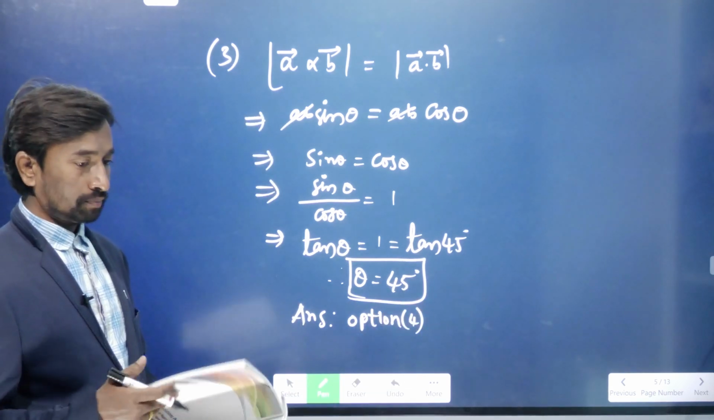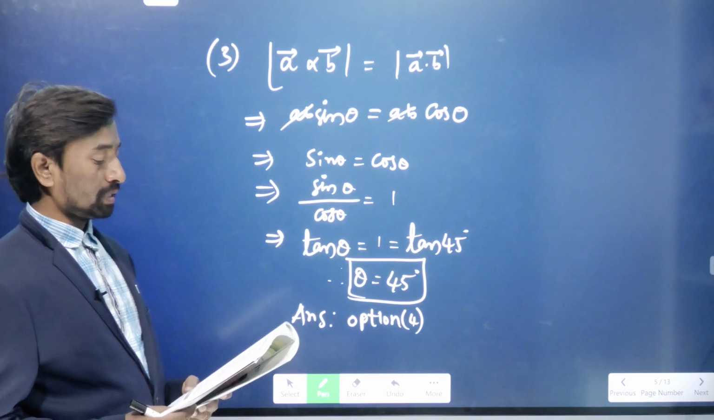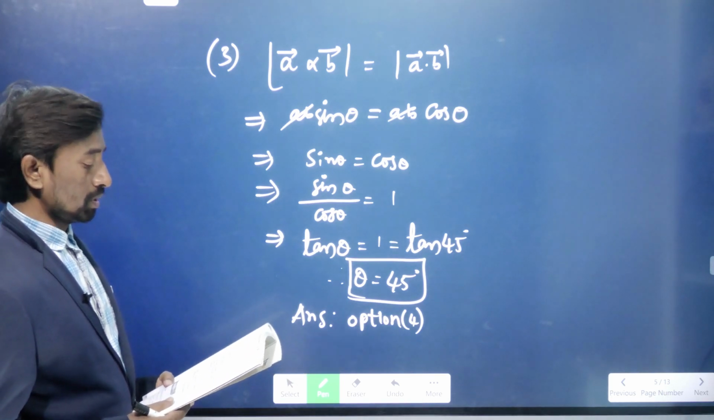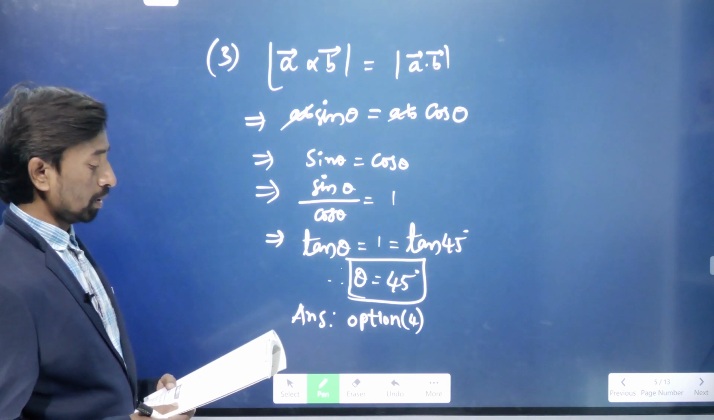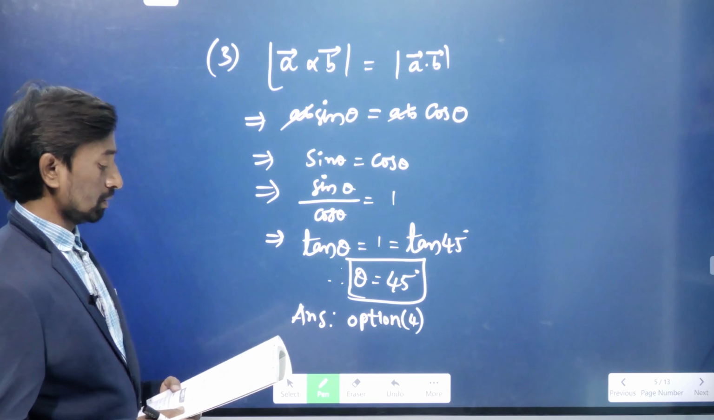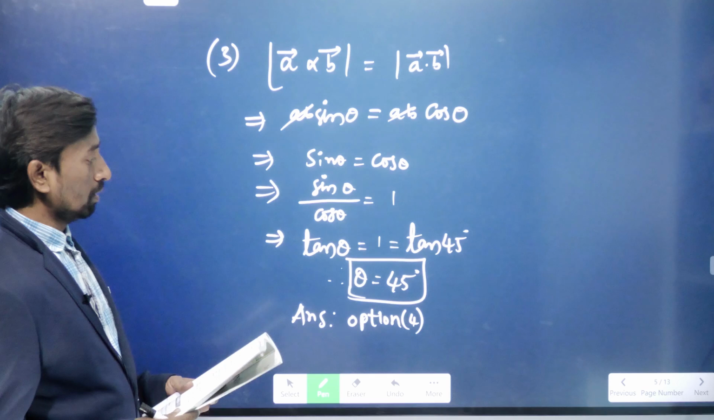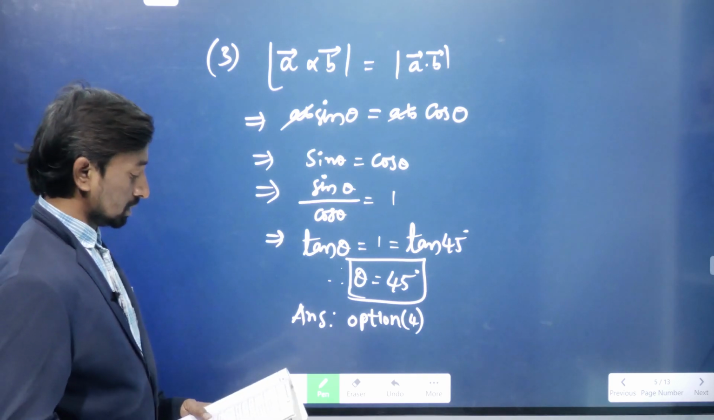Next, the fourth one is given. A vector a bar points vertically upward and b bar points towards the south. Then the vector product a bar cross b bar is. Okay. This problem we'll see in the next class.